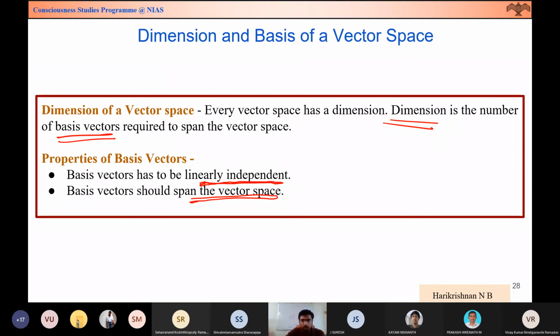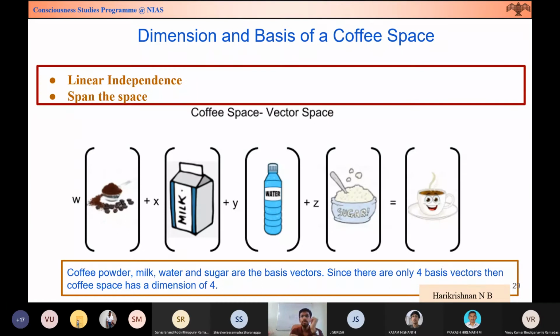Again, we'll go back to our coffee example. Now, how do we make a coffee? What all ingredients do we need to make a coffee? We need coffee powder, milk, water, and sugar. We are not just pouring all these things together. We take a calculated measure of coffee powder. That measure is given by this number W.